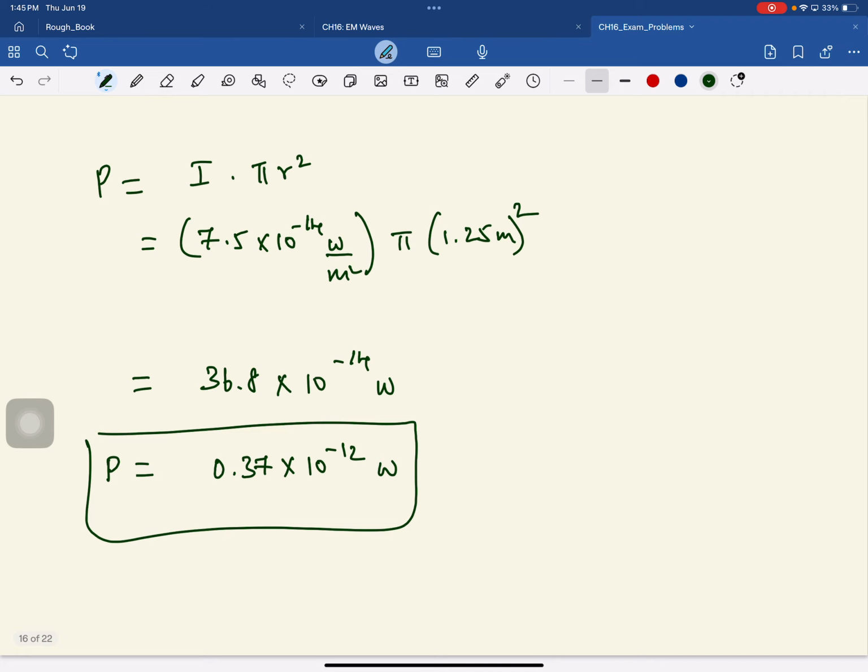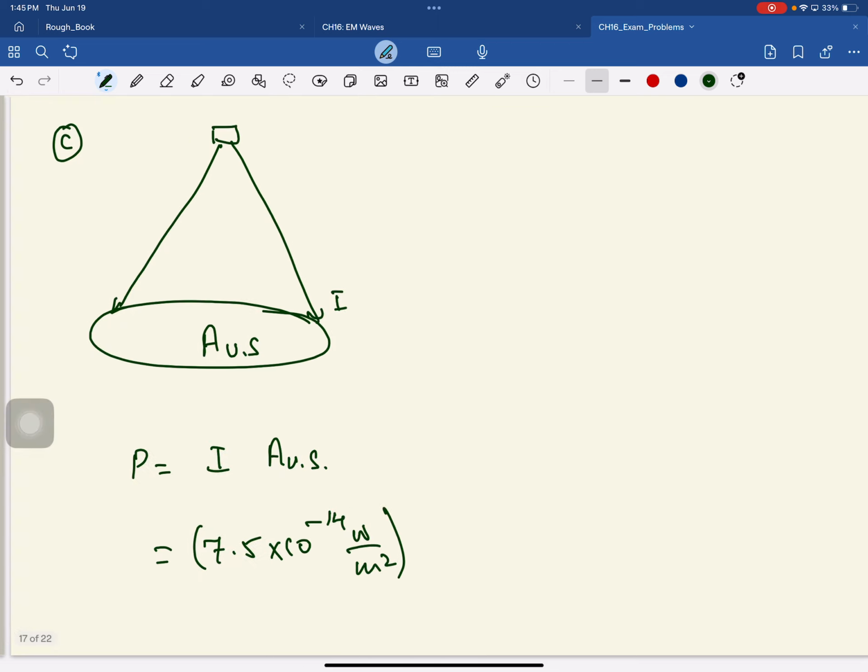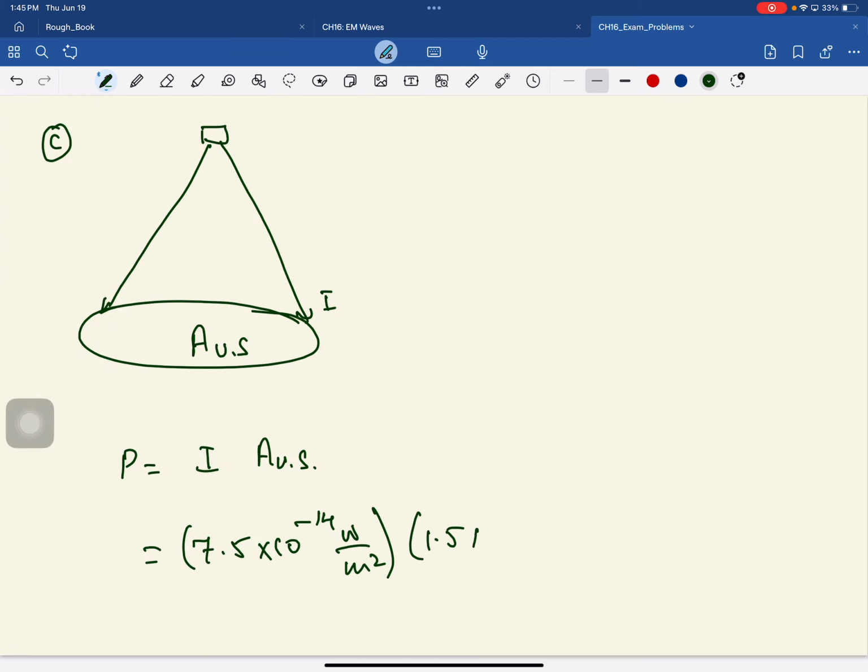And 1.5 times 10 to the... So the power at which the satellite is broadcasting is 1 watt.